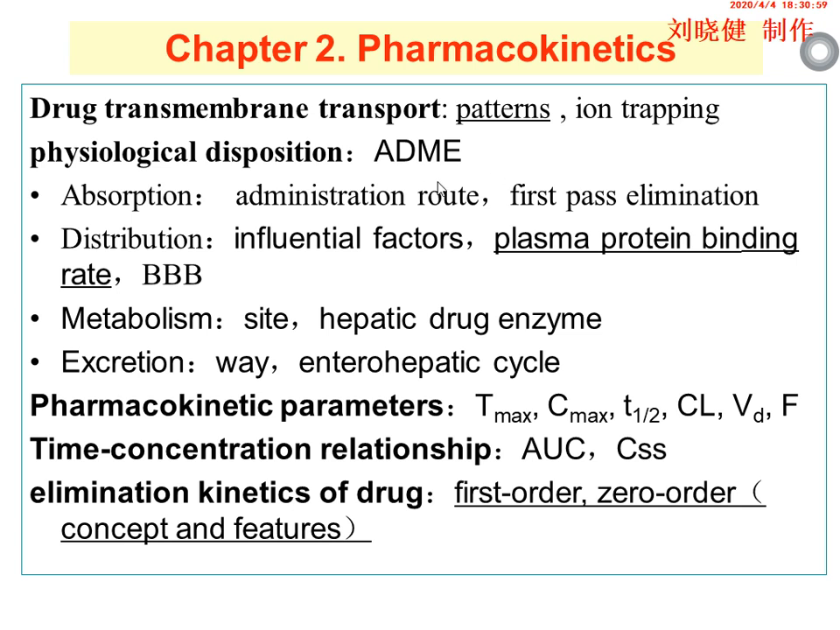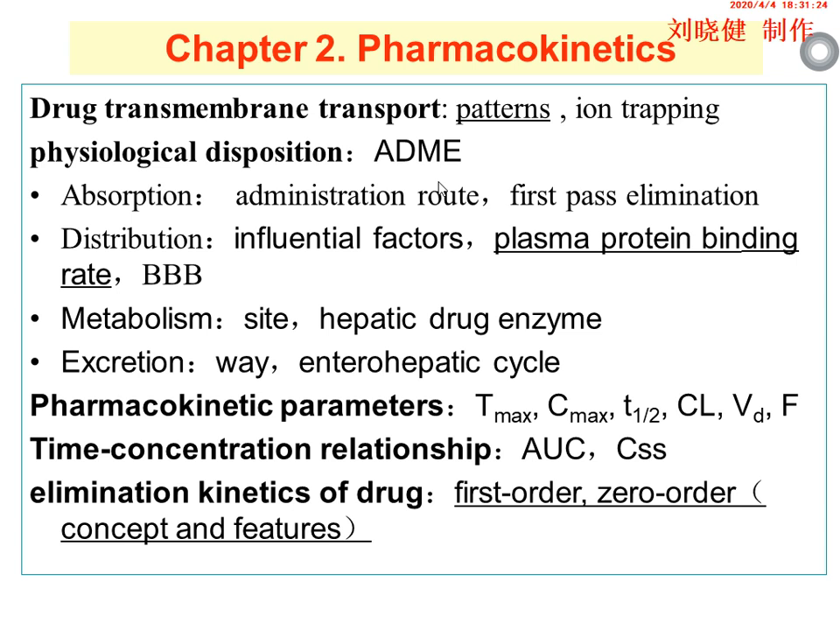So for the drug in the body, how much drug is in the body after administration? The drug concentration in plasma will change with time. So how about this change? A certain drug concentration in plasma determines a certain pharmacological effect.